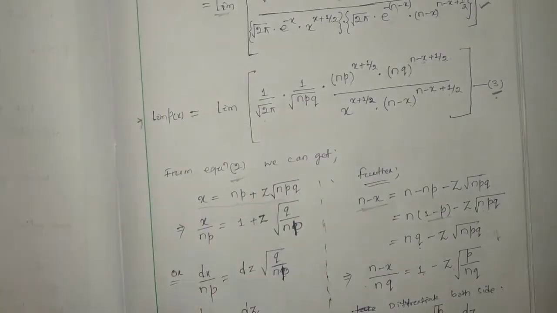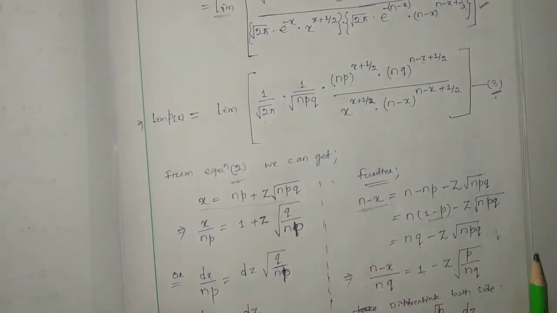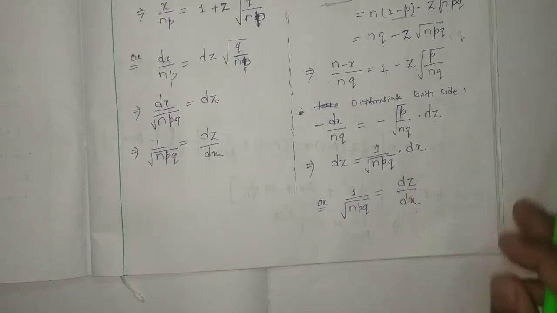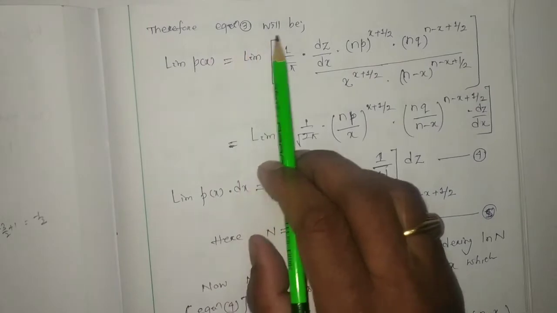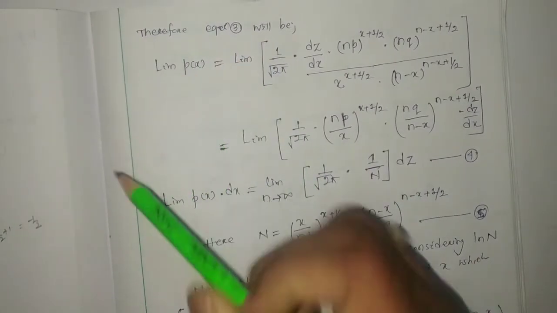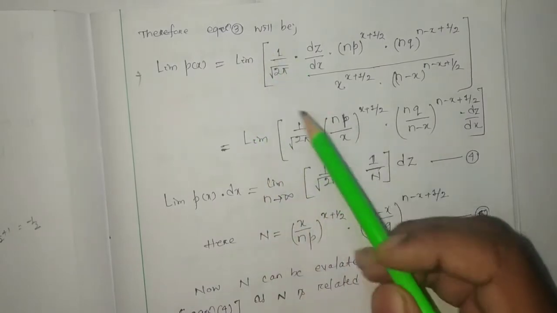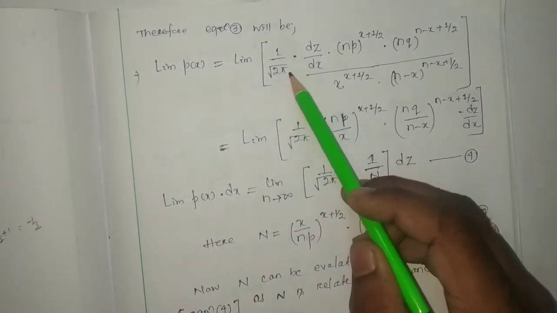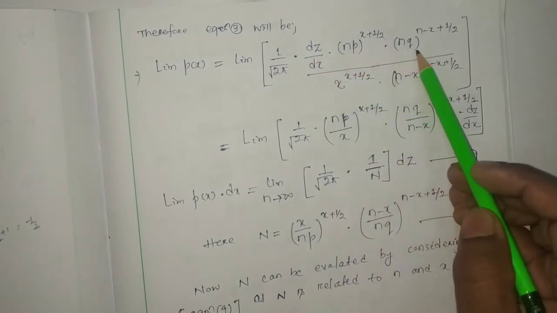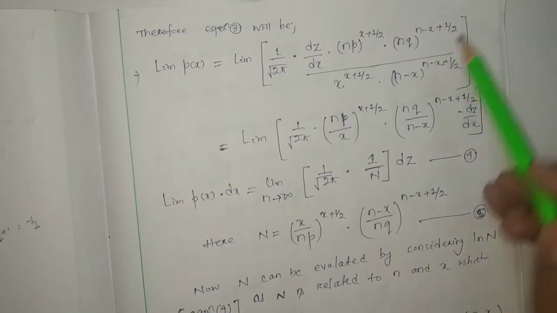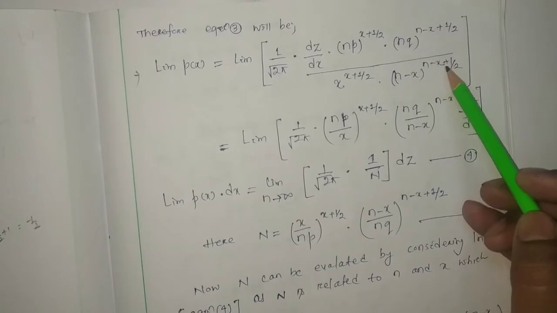See here in equation number 3, instead of 1 by root over npq we have to put dz by dx. So equation number 3 will be: limit P(x) equals limit of the whole, 1 by root over of 2 pi into dz by dx into np to the power x plus 1 by 2 into nq to the power n minus x plus 1 by 2, whole divided by x to the power x plus 1 by 2 into n minus x to the power n minus x plus 1 by 2.